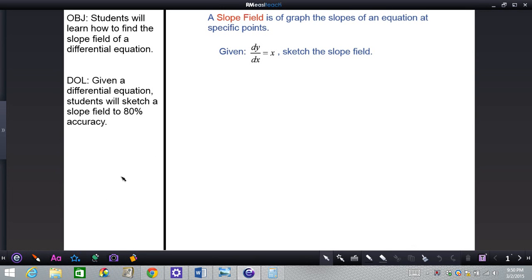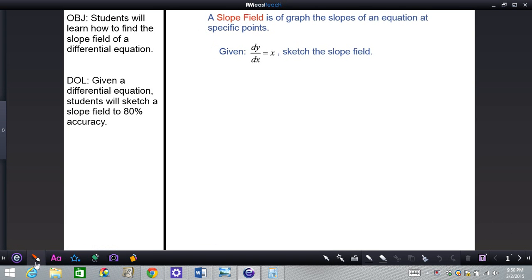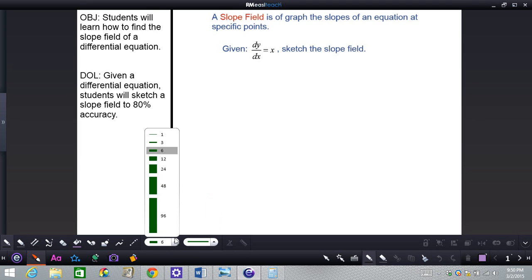Okay, ladies and gentlemen, so today we are going to be talking about something called a slope field. Now, a slope field is going to look a lot like a derivative. It's not. It is a part of integration, mostly because we're going to be looking at something called differential equations down the road, and they're a big part of it. So basically, all a slope field is a graph of the slopes, all the possible slopes of an equation at a bunch of various points.